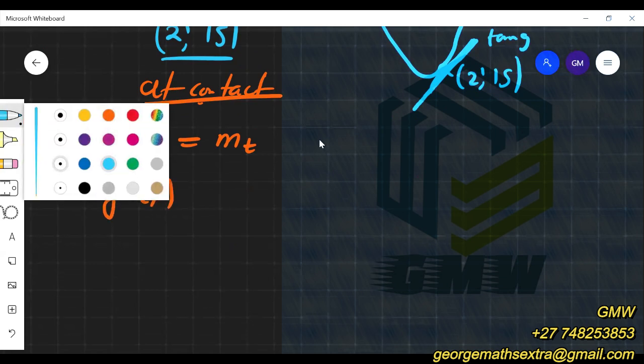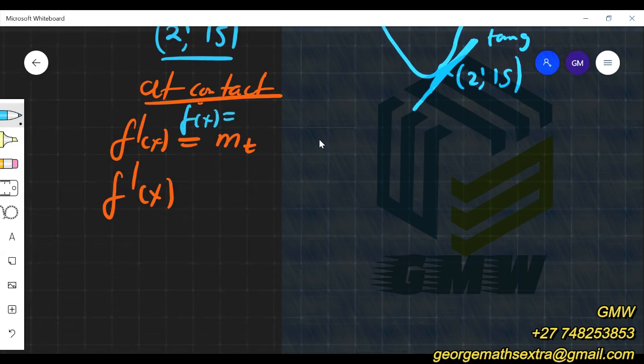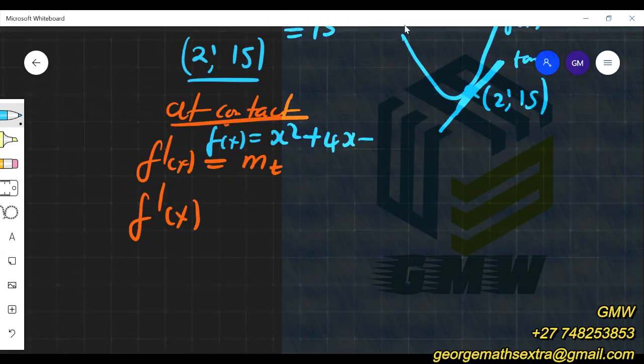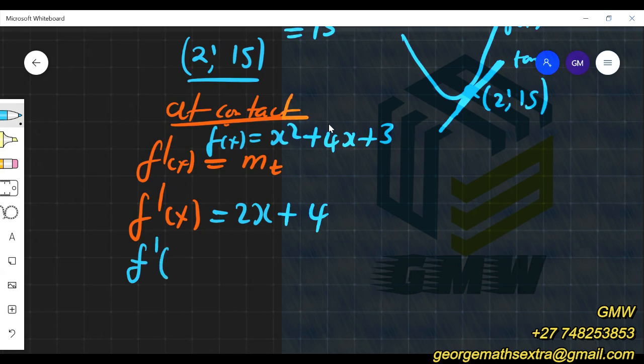Now, let us find the gradient of the function. Remember, our function is given by x squared plus 4x plus 3, right? So we want to find the gradient of the function. It means we are differentiating, right? What do you get? 2x plus 4. But we now want the gradient at a point of contact.